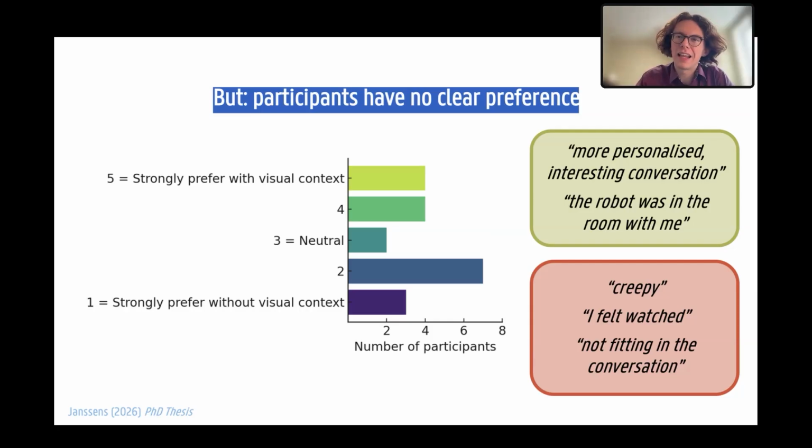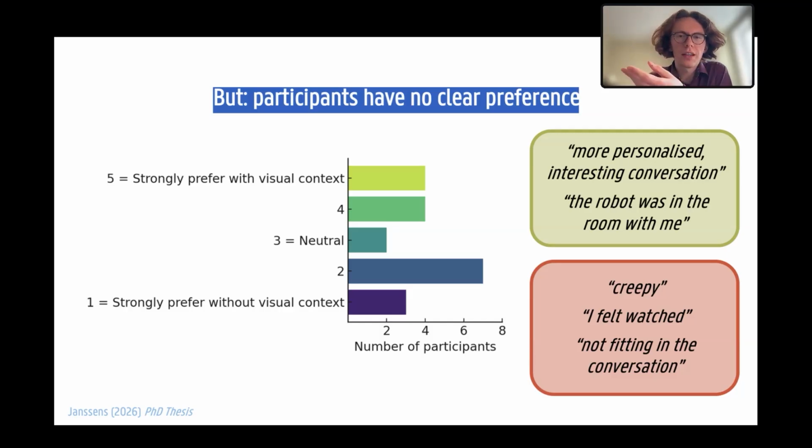Well, they didn't have a clear preference for one of the two systems. Some people had a clear preference for the robot that could see, but others had a clear preference for the robot that could not see, while others didn't have a strong preference. And if we then looked at the interviews, we saw that some people said that the visual information led to a more personalized, interesting conversation, and really the feeling that the robot was in the room with them, which is what we try to achieve, of course. At the same time, some people said they found it creepy when the robot mentioned something that it could see, that they felt watched, or that the robot's comments were not really fitting in the conversation.